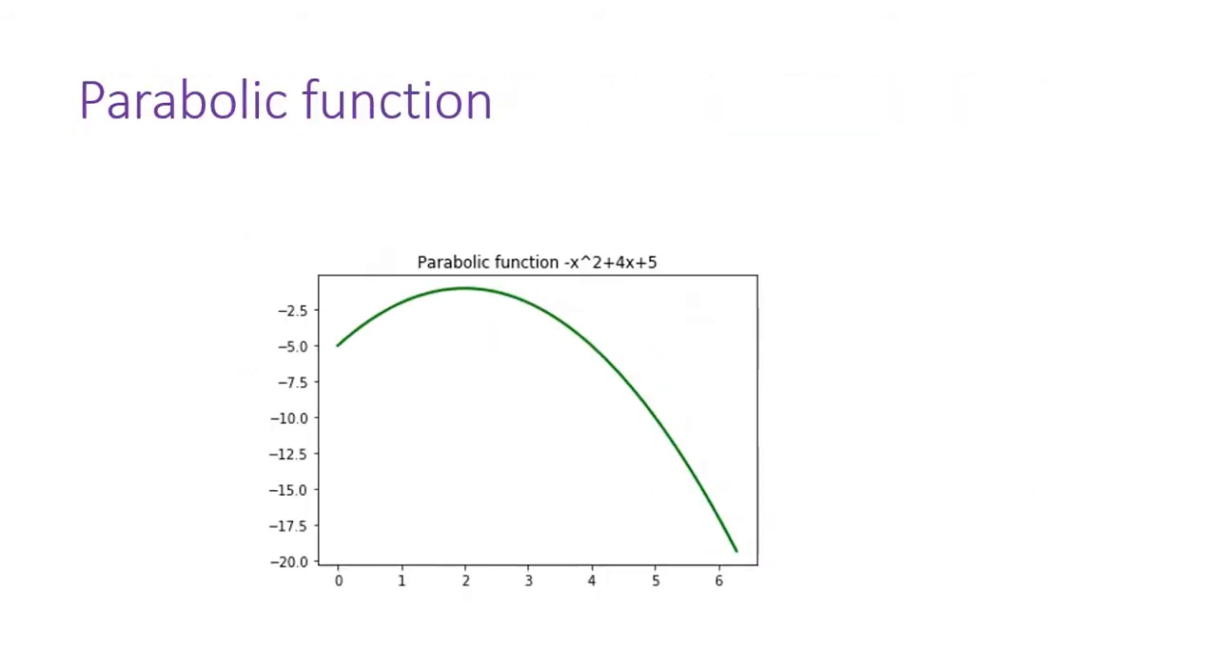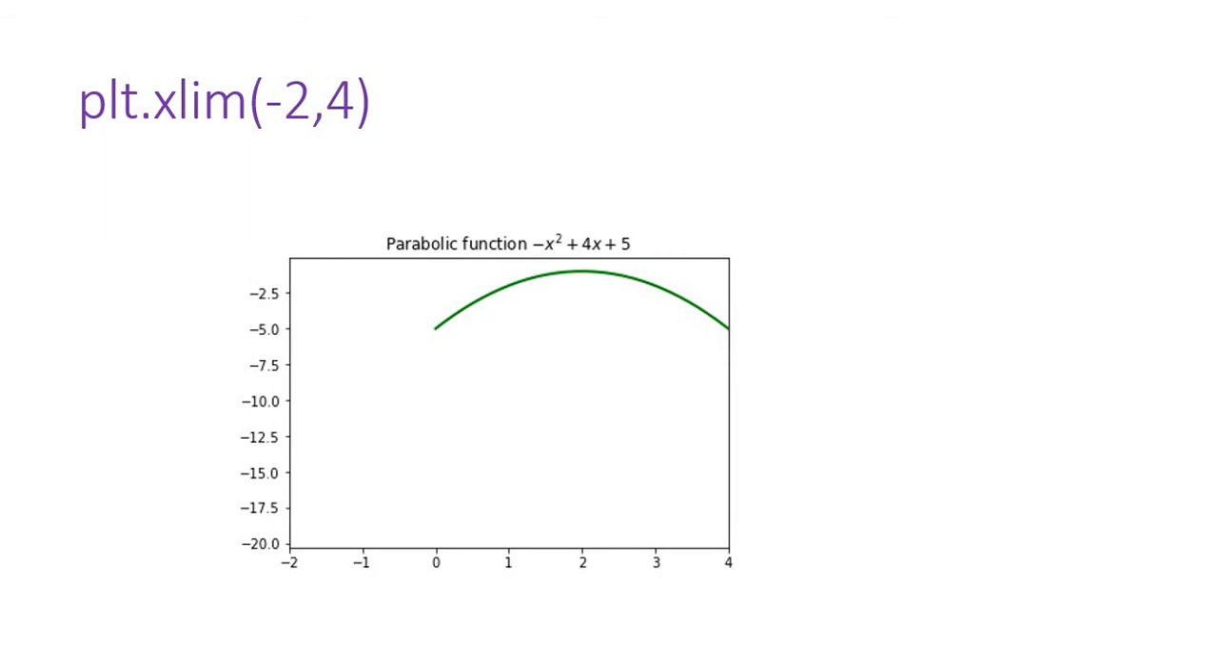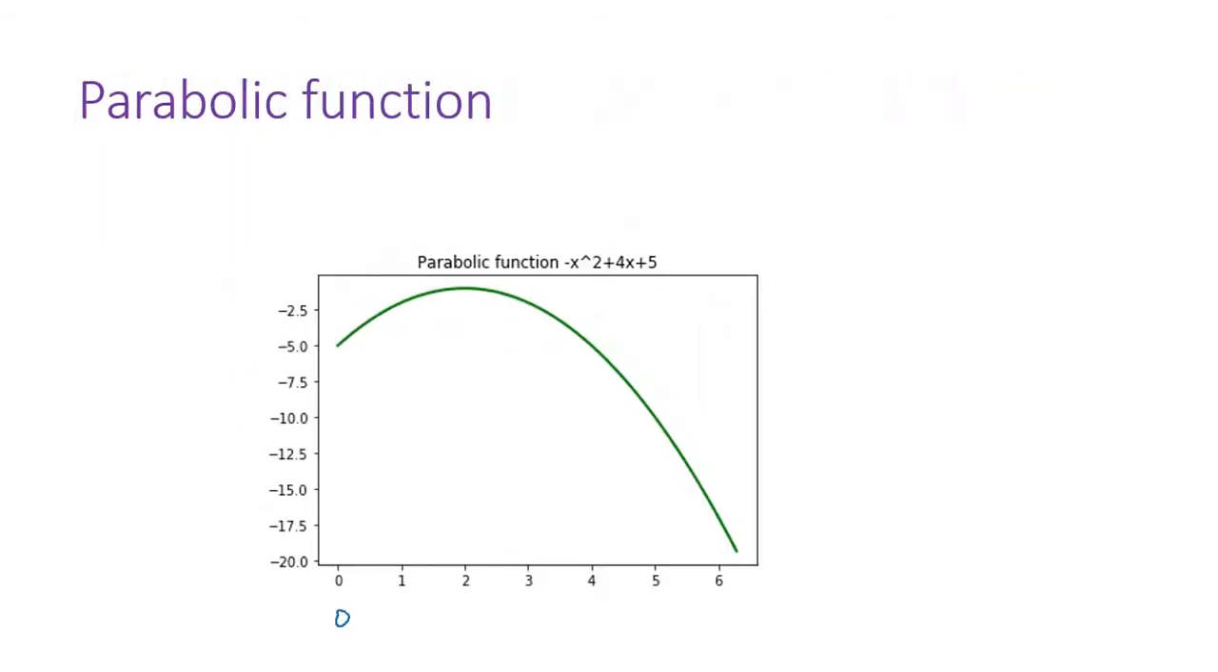Next, if you see this particular figure that was generated, the x value is from 0 to 2 pi, which is 6.28. I want to adjust the x-axis so that it starts from -2 and ends at 4. I don't want these portions. I want to modify the graph something like this.